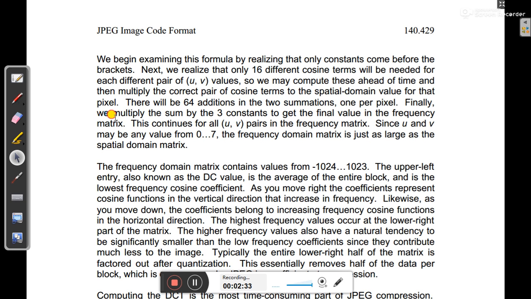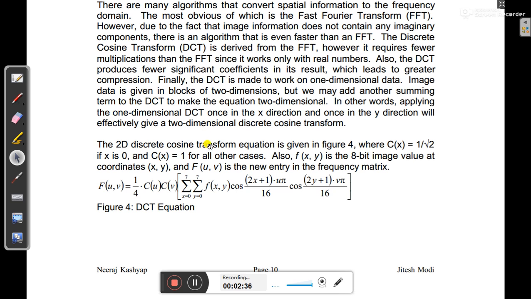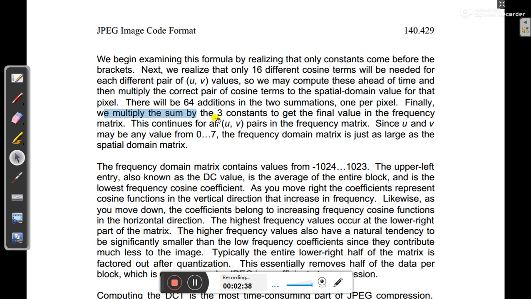Finally, we multiply the sum by the three constants to get the final value in the frequency matrix. This continues for all UV pairs in the frequency matrix. Since U and V may be any value from 0 to 7, the frequency domain matrix is just as large as the spatial domain matrix. So the size remains the same. The frequency domain matrix contains values between minus 1024 and plus 1023.